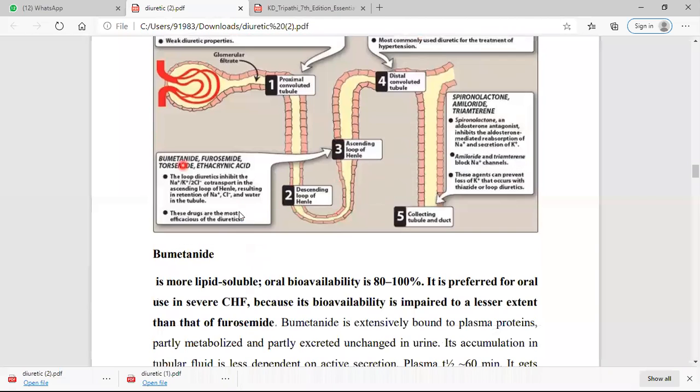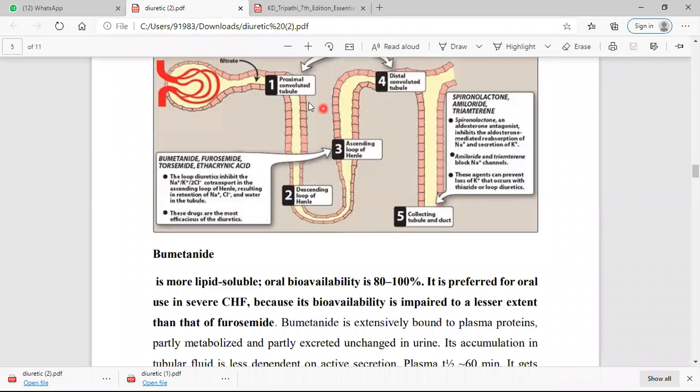So again, you can clearly see that this loop diuretic inhibits this portion. It inhibits the sodium potassium chloride co-transport in the ascending loop of Henle. This is the descending loop, this is the ascending loop of Henle, and hence it results in excretion of sodium chloride and water in the tubules.